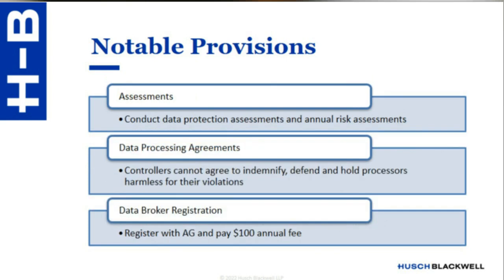Yeah, so moving right along, controllers have to conduct a data protection assessment if your processing presents a heightened risk of harm to the consumers. And you also have to conduct a risk assessment at least once a year of all current data processing. Agreements with processors are required, and a controller can't agree to indemnify, defend, or hold a processor harmless from liability. And similar to California, data brokers must annually register with the Attorney General, provide contact and other information, and pay a $100 registration fee. So on to Oklahoma.